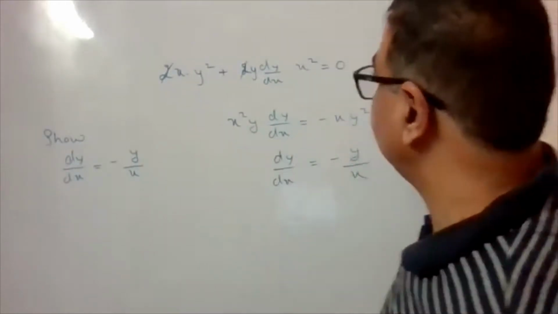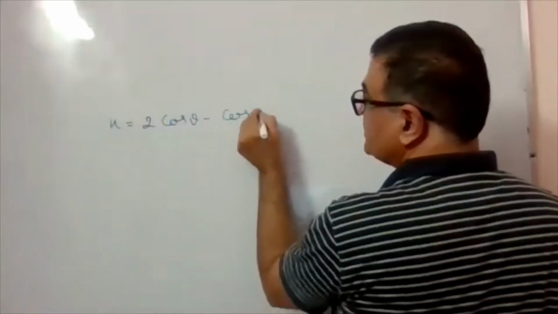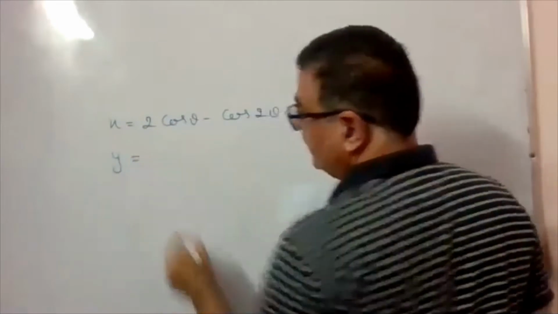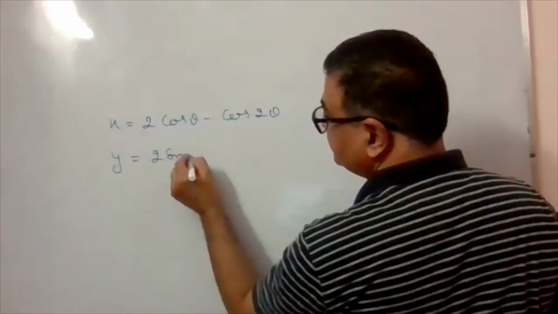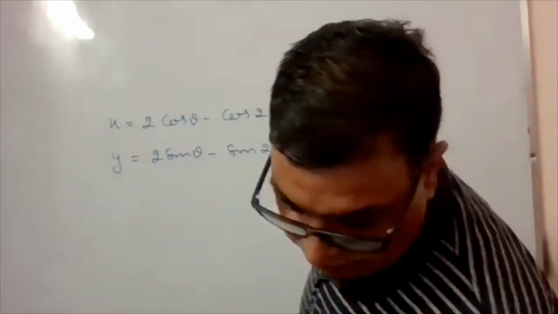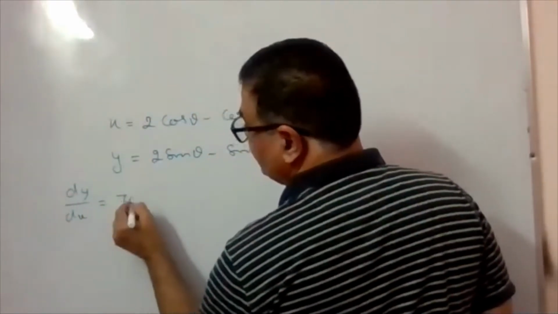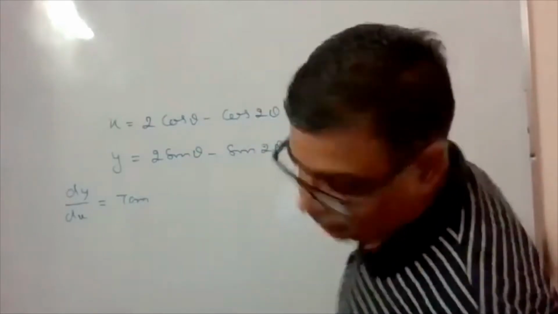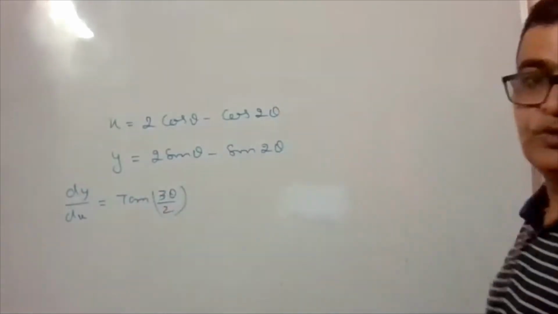x is equal to 2 cos theta minus cos 2 theta, and y if you take, that is coming as 2 sin theta minus sin 2 theta. My question is, prove that dy by dx comes out to be tan 3 theta by 2. This we have to prove.